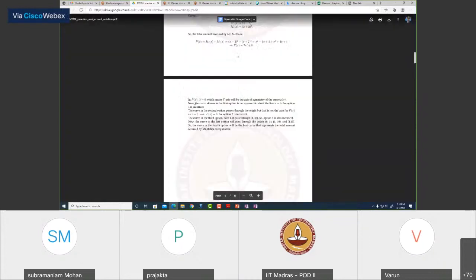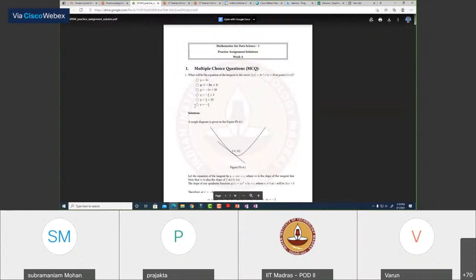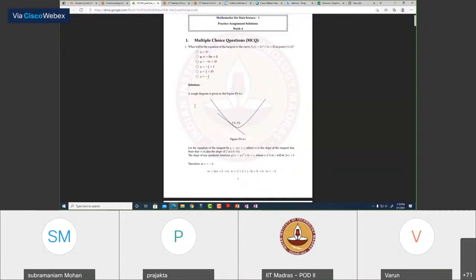What will be the equation of the tangent to the curve f of x is equal to 2x square plus 9x plus 20? The slope of the tangent line should be 4x plus 9, no? Equation of the tangent is y equals mx plus c, where m is the slope of the tangent line at a particular point. We also find the derivative and we get the slope. So m is the slope of f at that point.